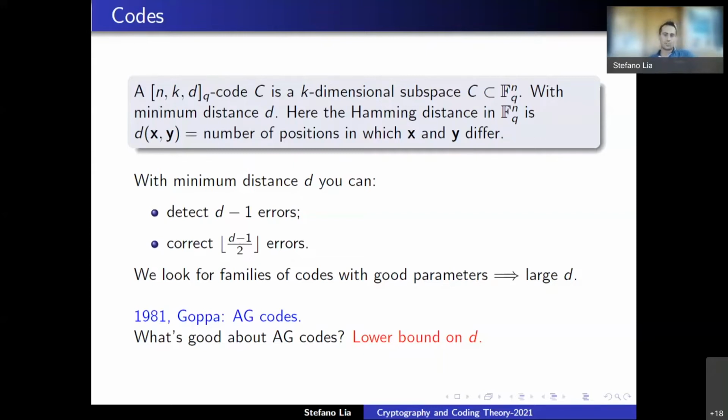So the minimum distance is related to the error correcting capability of the code as follows. Therefore, in coding theory, we look for codes and families of codes with good parameters, namely with large minimum distance, so that we can correct many errors. There are many constructions, and in 1981, Goppa discovered that we can also construct linear codes from algebraic geometric curves. The relevance of this construction is that we can get for free a lower bound on the minimum distance, which in the general setting is a hard task.